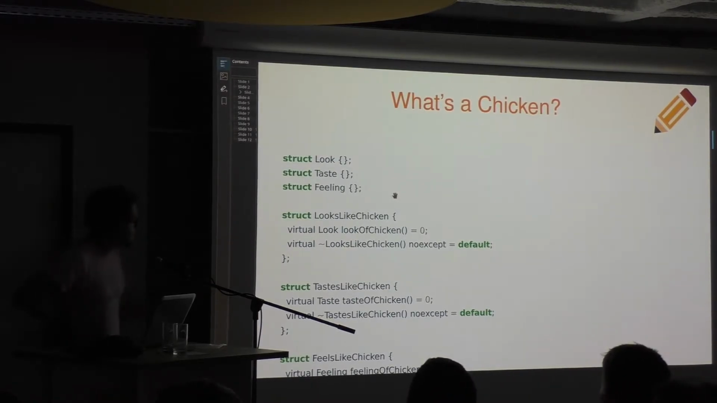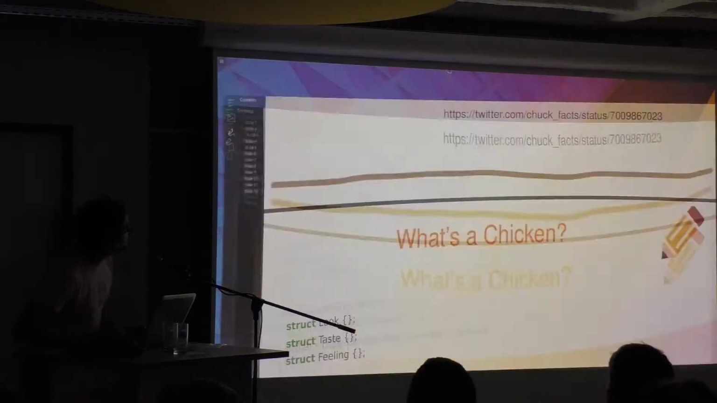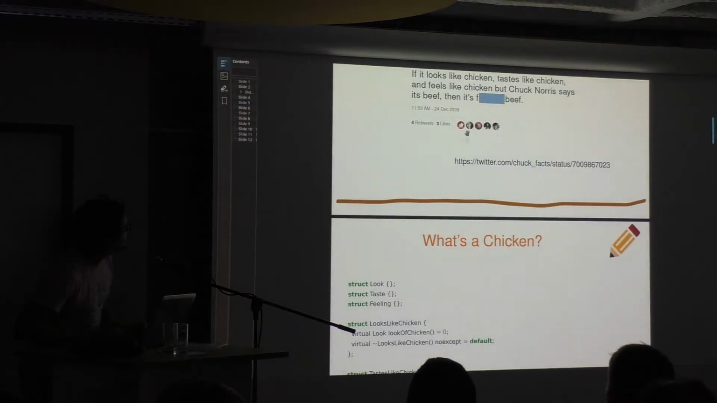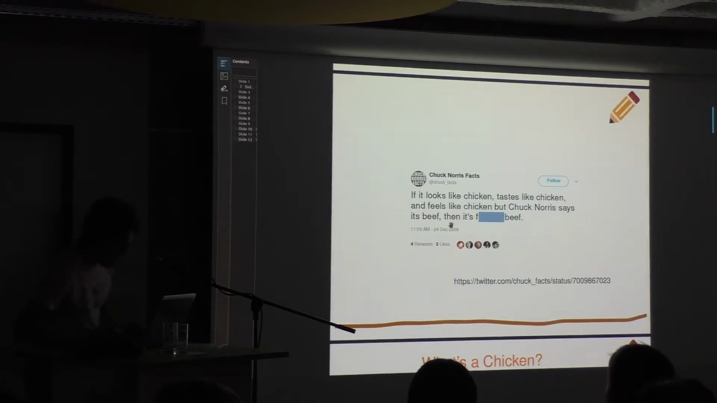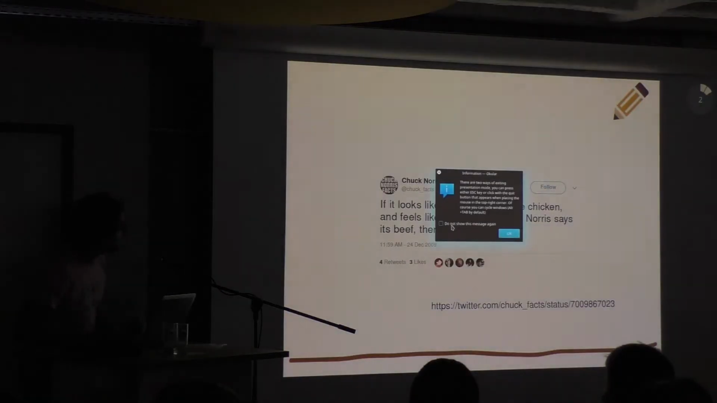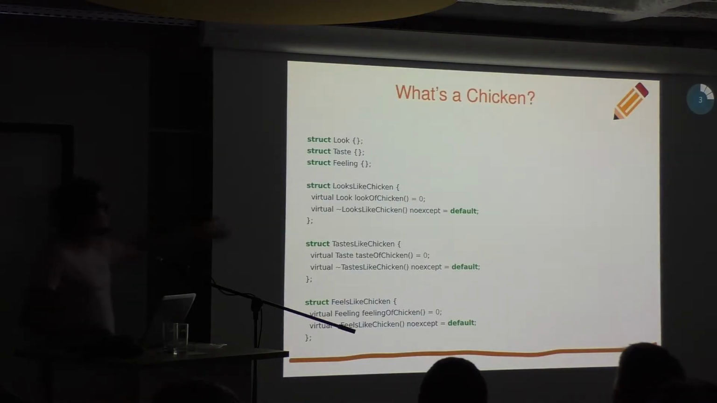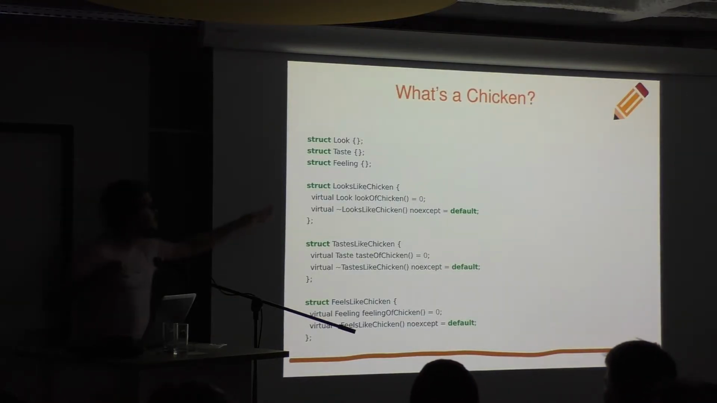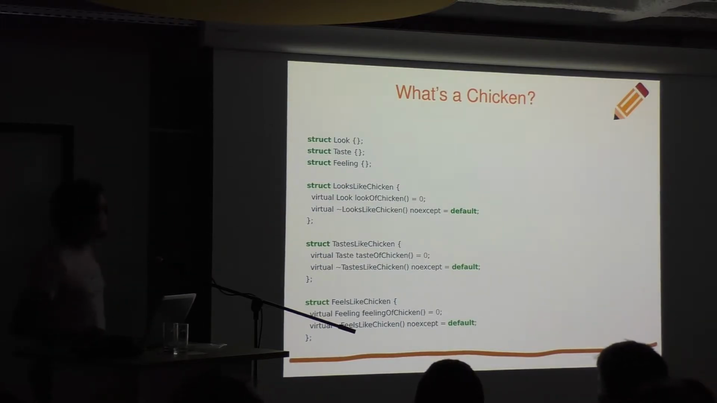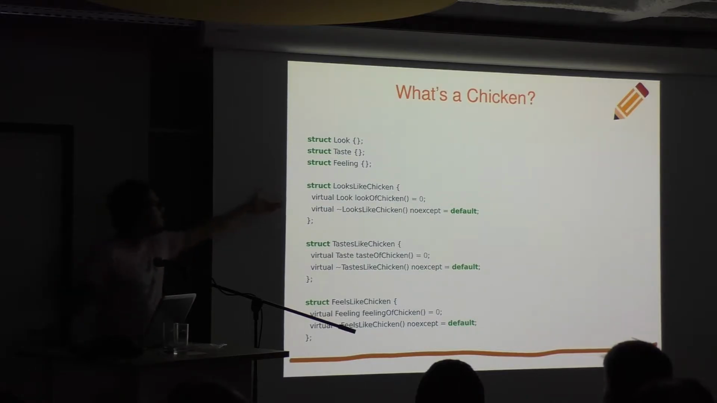So I define some interfaces. There are things missing here, but those are pure virtual classes. C++ does not really have interfaces. So one interface looks like chicken, tastes like chicken, and feels like chicken.